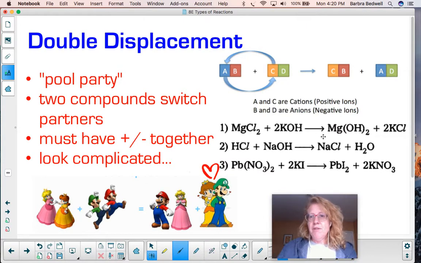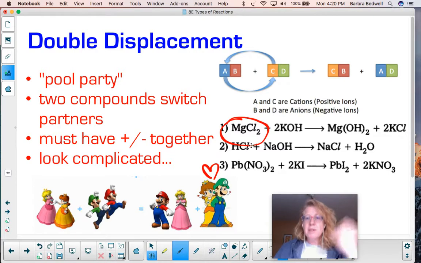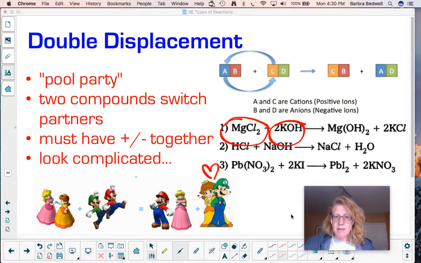So, for example, I know from some of these ones that are up here, maybe who would happen. Like in this particular case, magnesium and chloride show up together in a single car. Those guys were friends to begin with. And potassium and hydroxide showed up together. They're friends to begin with.